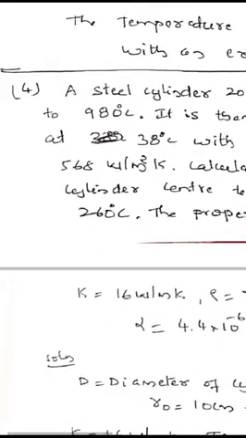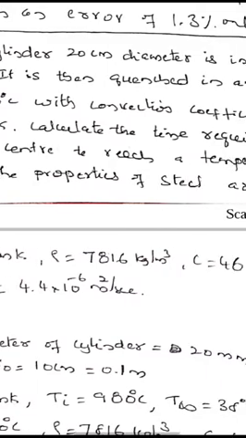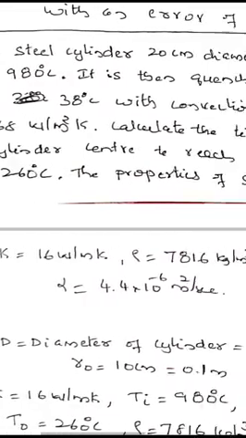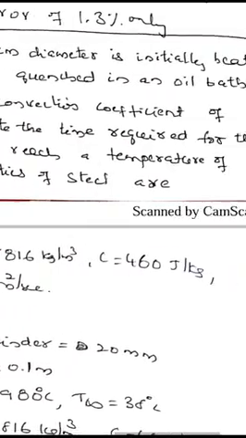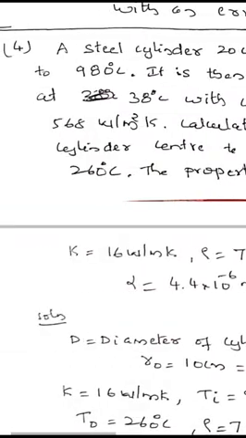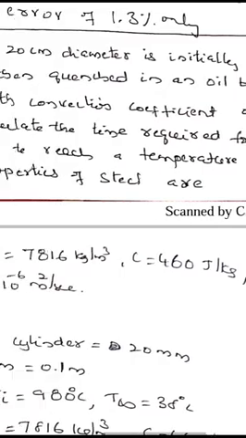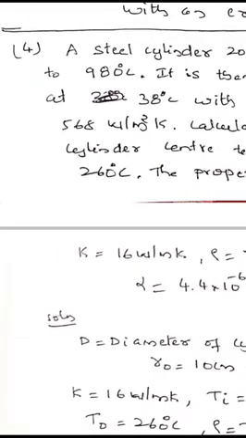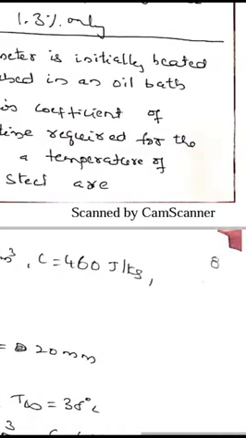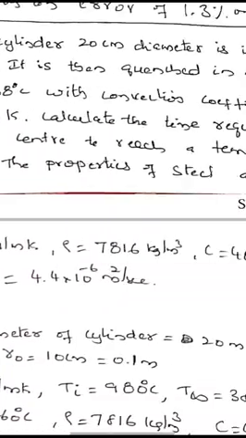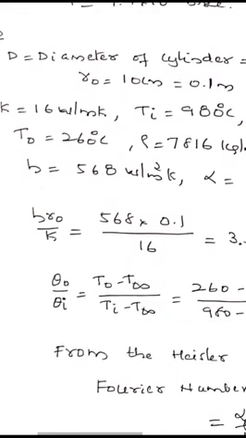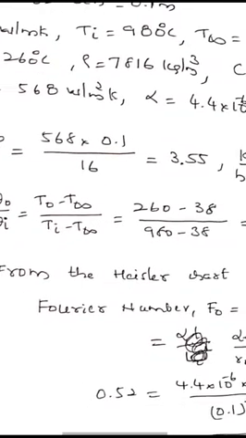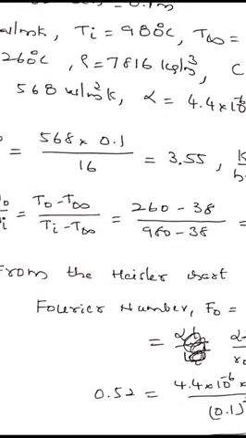Now I will go to problem number 4. A solid cylinder of 20 centimeter diameter is initially heated to 980 degrees centigrade. It is then quenched in an oil bath at 80 degrees centigrade with a convection coefficient of 568 watt per meter square Kelvin. Calculate the time required for the cylinder center to reach a temperature of 260 degrees centigrade. Again the same procedure. He has given the center line temperature of the cylinder as 260. Initial temperature of the cylinder is 980.